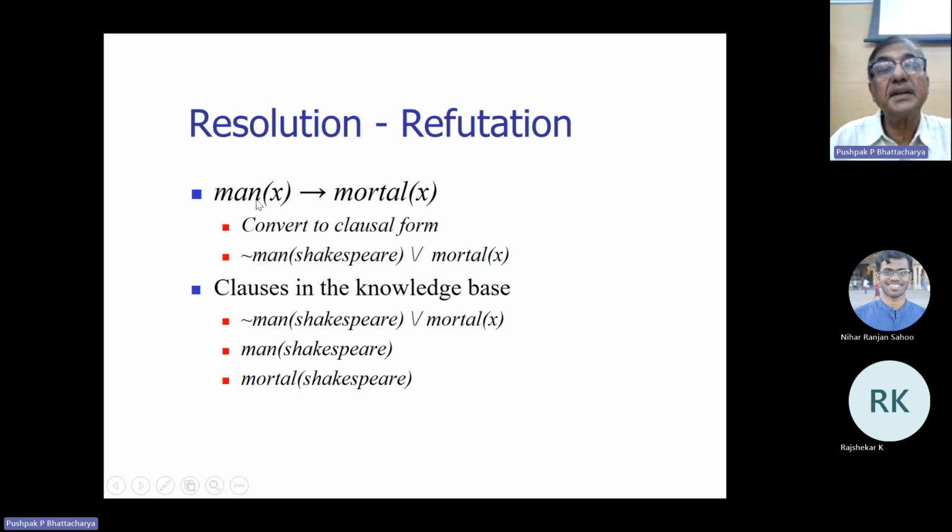Suppose it is stated man X implies mortal X. This refers to the natural language sentence, if all men are mortal. I have already proposed an interesting project for you in the lab. That project is from natural language sentences to predicate calculus formulae. The opposite is also an interesting problem. Given predicate calculus formulae, can you produce English sentences for this?